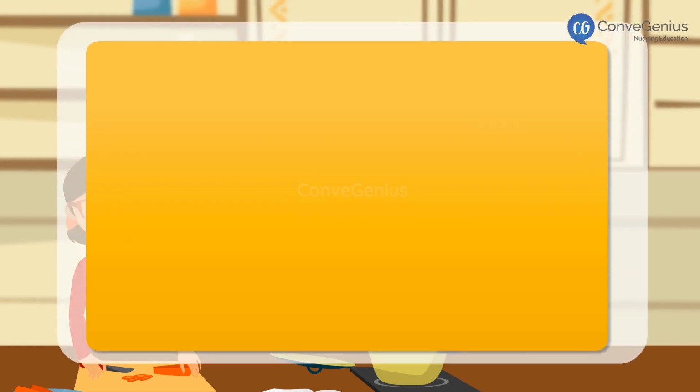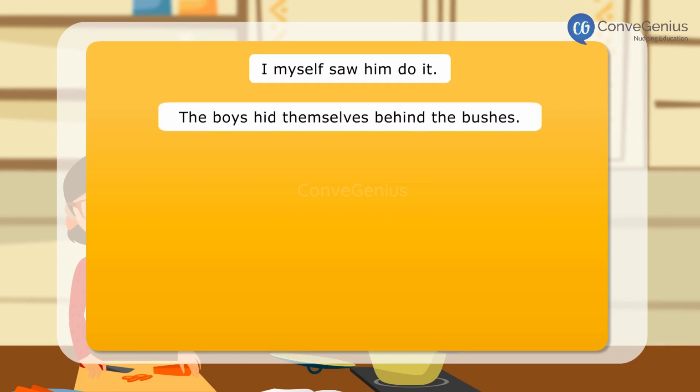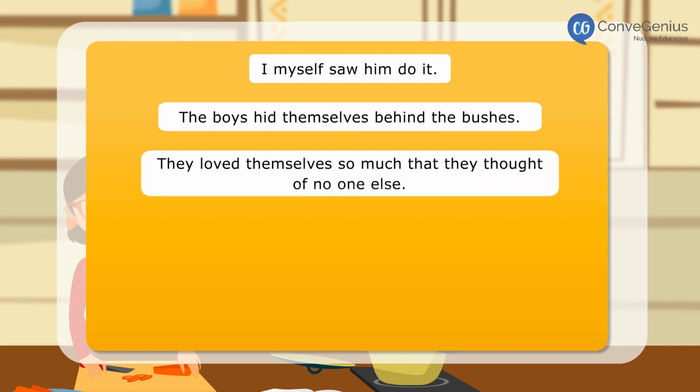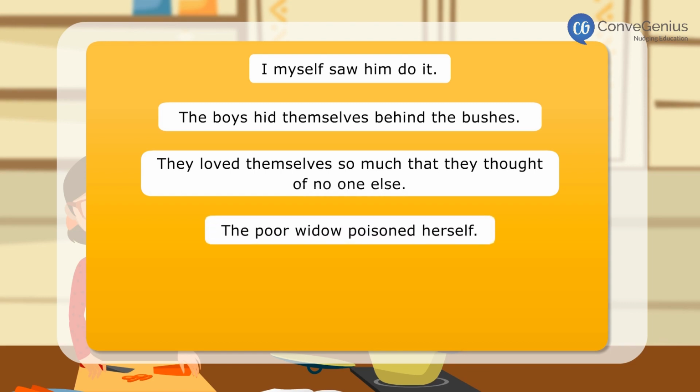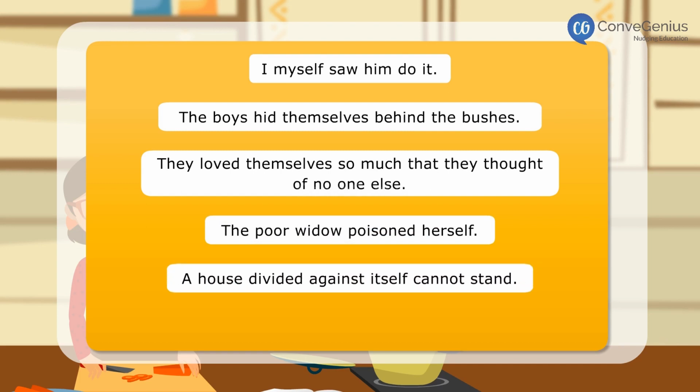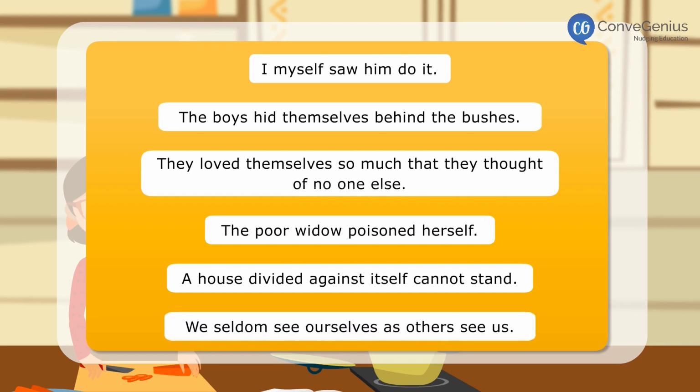Here are some more examples. I myself saw him do it. The boys hid themselves behind the bushes. They loved themselves so much that they thought of no one else. The poor widow poisoned herself. A house divided against itself cannot stand. We seldom see ourselves as others see us.